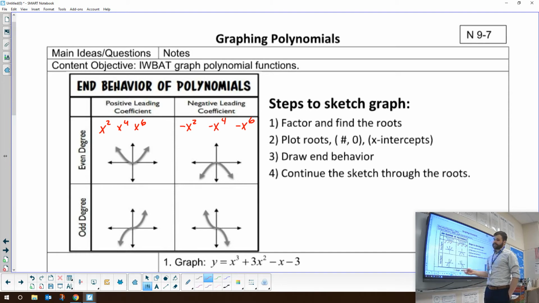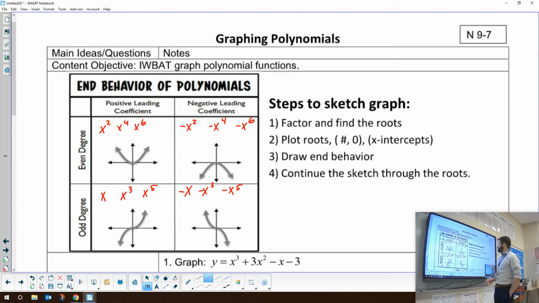Odd degrees, like x, x cubed, x to the fifth, and so on, those open in opposite directions. And if it's positive, it goes from the bottom left to the top right, like this one does. And if it's negative, it's going to open from the top left to the bottom right.